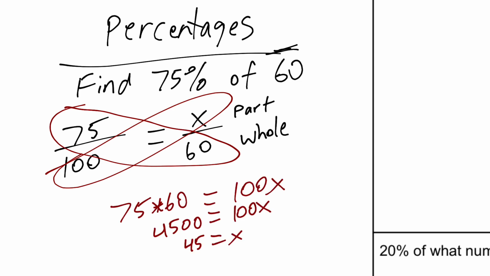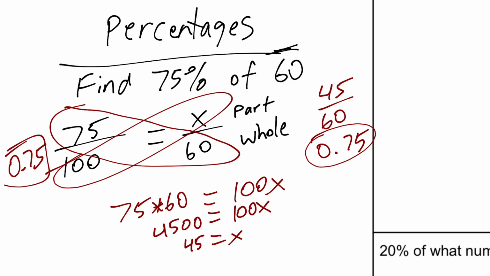If I cross multiply and solve, I get 45, which makes sense because if I take 45 divided by 60, I get 0.75, which is the exact same thing I get for this ratio. They have to be the same, 0.75.